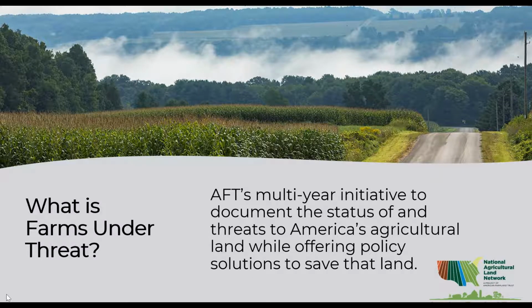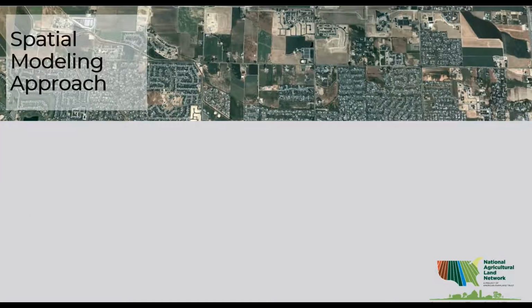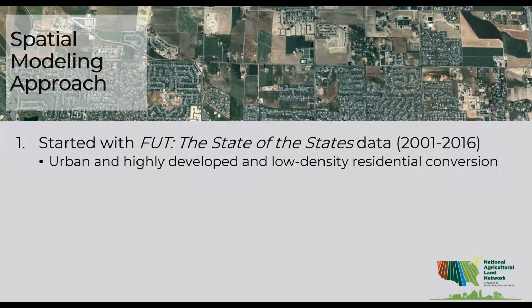And I'm going to start in talking about the methodology and findings from the report. So our first two Farms Under Threat reports, Farms Under Threat, State of America's Farmland, which was released in 2018, and Farms Under Threat, State of the States, which we released in 2020, mapped past conversion of agricultural land, looking first from 1992 to 2012, and then from 2001 to 2016. In this report, we're looking forward. We're using past conversion data to model and predict future conversion of farm and ranch land out to 2040.